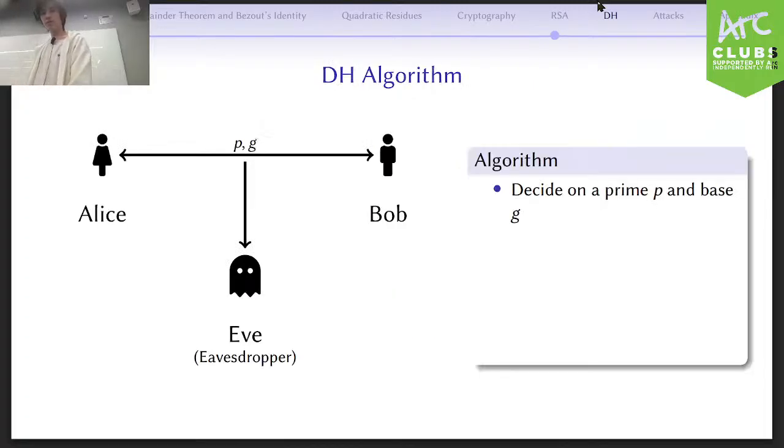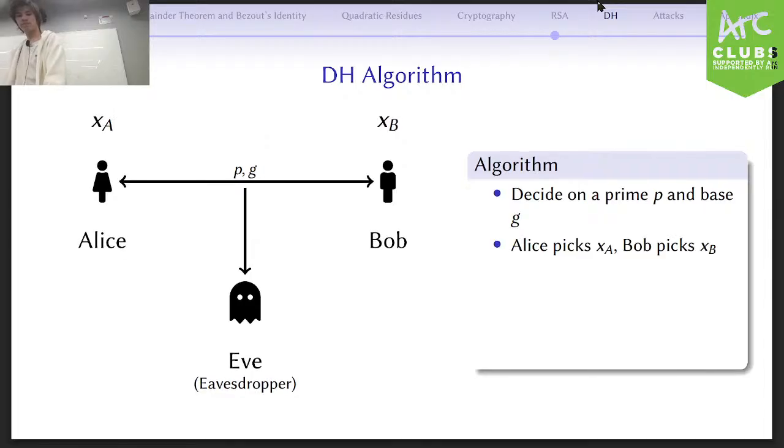All right, so the algorithm is as follows. First, Alice and Bob are going to communicate and decide on a prime P and a base G. These don't have to be secret. They can just send them across whatever network. Eve can know them, it's fine. But they just have to decide on a prime P and some number G.